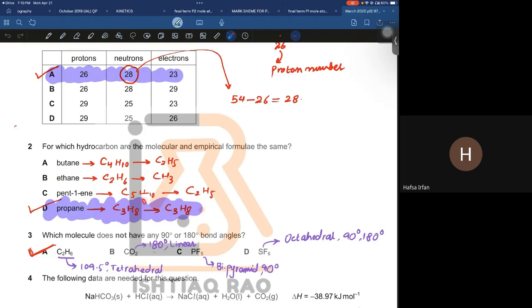Propane is C3H8. We cannot divide this by any number, because we need a common number by which I can divide carbon and hydrogen as well. So the molecular and empirical formulae are the same. That's why option D is correct.